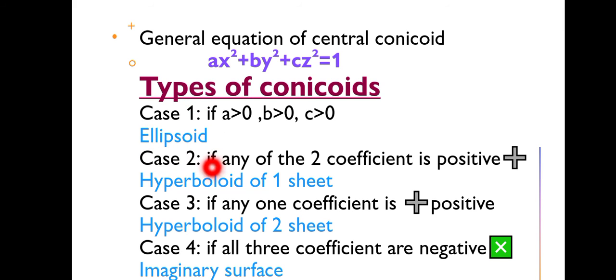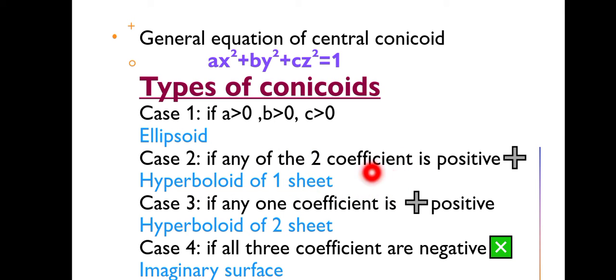And in case 2, if any two coefficients are positive, then we will get the hyperboloid of one sheet. That means a can be positive, b can be positive, and c can be negative. Similarly, a can be negative, b can be positive, and c can be positive. And similarly, b can be negative, a can be positive, and c can be positive. So like that we can say that if any two coefficients are positive, then the hyperboloid of one sheet is obtained.